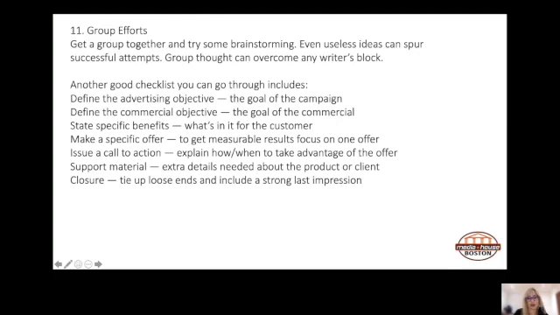Another good checklist you can go through includes defining the advertising objective, so the goal of the campaign. Define the commercial objective, the goal of the ad. State specific benefits. What is in it for the customer? Why should I buy your product or service? Make a specific offer. To get measurable results, focus on one offer. Issue a call to action, so explain how or when to take advantage of the offer. Support material, so extra details needed about the product or about the client. And then lastly, closure. So tie up any loose ends and include a strong last impression.